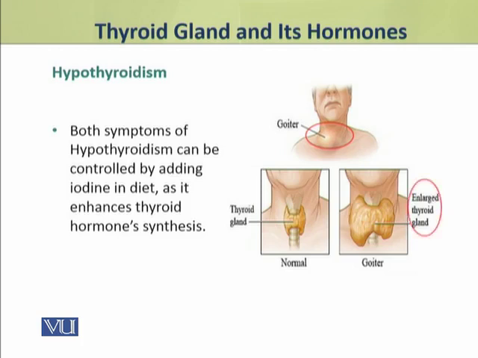Dear students, both these symptoms of hypothyroidism, that is cretinism, and goiter can be controlled and treated by adding iodine in diet. The iodine enhances thyroid hormone production.